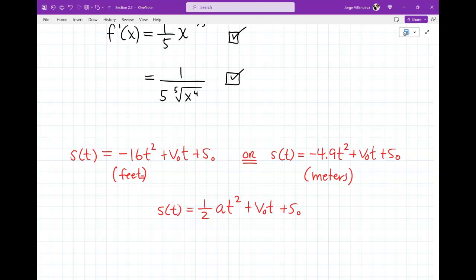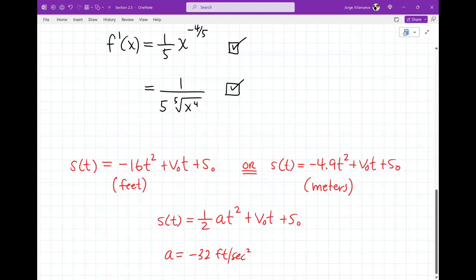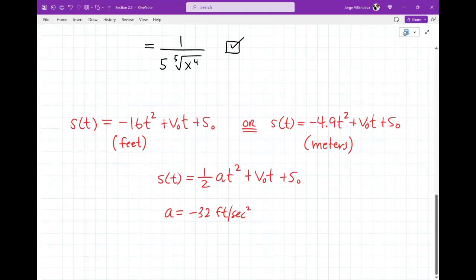The bottom formula only gets used if they don't give you one of the top formulas. And at that point, you have to ask yourself, what is the problem talking about? Let's say they say you throw a ball at 20 feet per second. That means that my acceleration due to gravity is negative 32 feet per second squared. So if it's in feet, a is negative 32. If it's in meters, then a is negative 9.8.